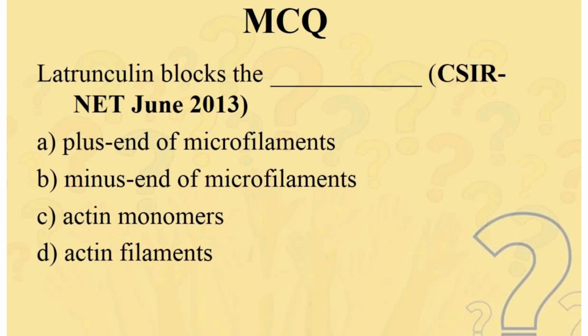Latrunculin blocks the dash. This is from CSIR NET June 2013. Option A, plus end of microfilaments. Option B, minus end of microfilaments. Option C, actin monomers. And option D, actin filaments. This is a direct question.